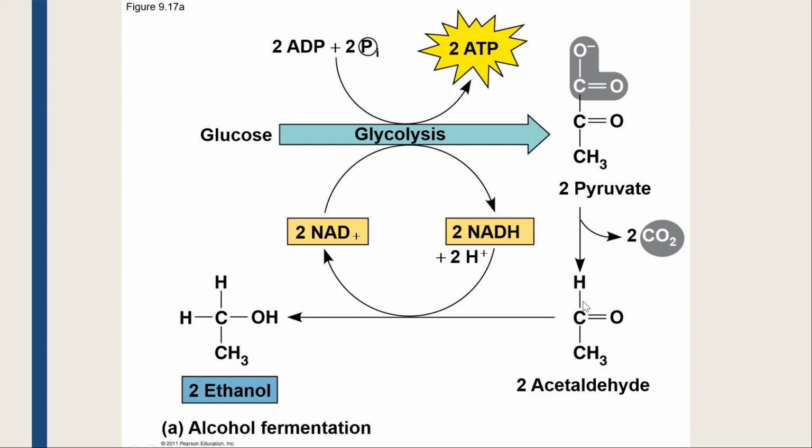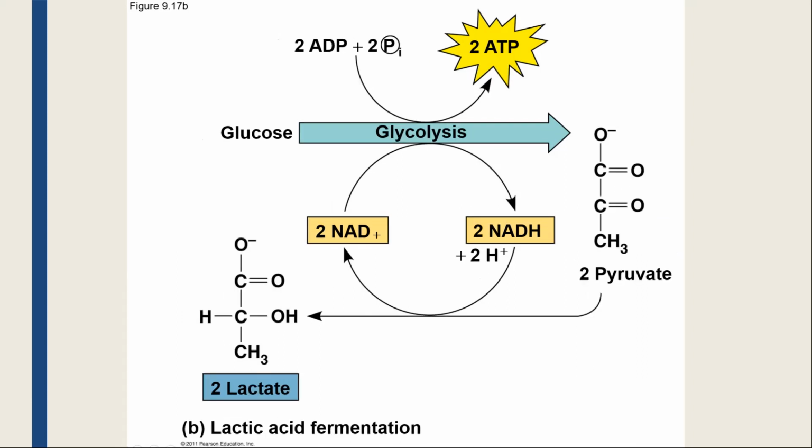It will get broken down further. And so carbon dioxide will come off as that pyruvate is broken down. And then as a result of the breakdown of the glucose, ethanol, which is the alcohol that's in your beer and wine, is produced in alcohol fermentation. So if there's no oxygen present, glycolysis will still take place, but the pyruvate gets broken down even further to produce alcohol. The other type of fermentation is lactic acid fermentation, and this will happen in our cells.